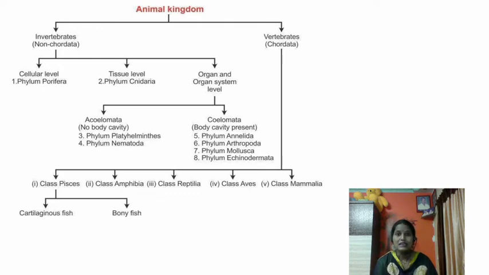But phylum Platyhelminthes and phylum Nematoda are acoelomate organisms, and phylum Annelida, Arthropoda, Mollusca and Echinodermata are all coelomate organisms. Vertebrates are further classified into class Pisces, Amphibia, Reptilia, Aves and Mammals. They all show organ system level of organization. And class Pisces is further divided into cartilaginous fishes and bony fishes, that is Osteichthyes.